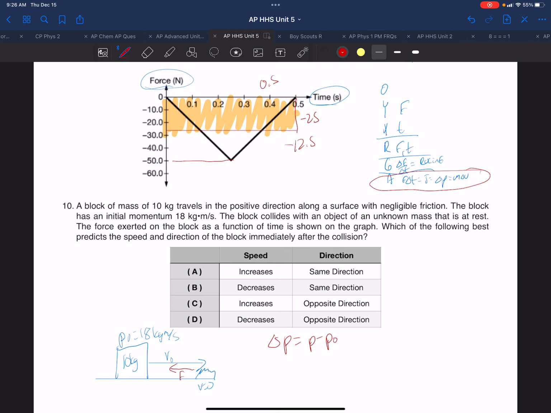We want to know the final P. We want to know what's going on afterwards. So P then is delta P plus P0. And the change in momentum we just figured out is minus 12.5. And the initial momentum is 18. So that gives us a final momentum of 5.5 kilogram meters per second.